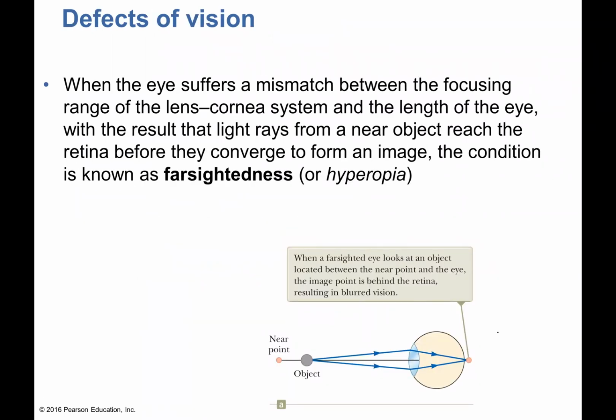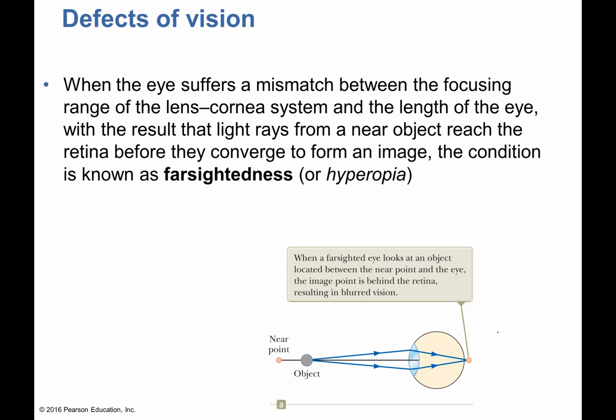So when the eye suffers a mismatch between the focusing range of the lens-cornea system and the length of the eye, with the result that light rays from a near object reach the retina before they converge to form an image. That means this is when you have something really close to you and you can't really see it in focus, right? So remember, nearsightedness is when you can't see far, and farsightedness is when you can't see nearby objects sharply. It's kind of blurry for you.